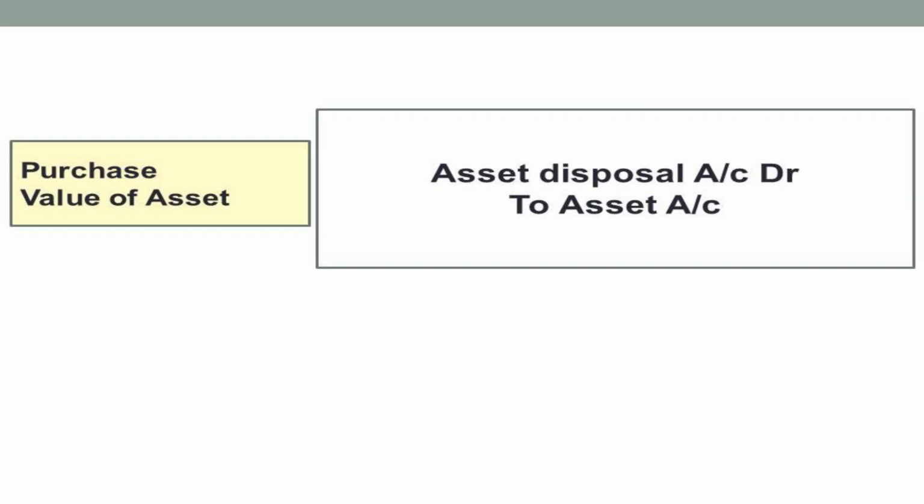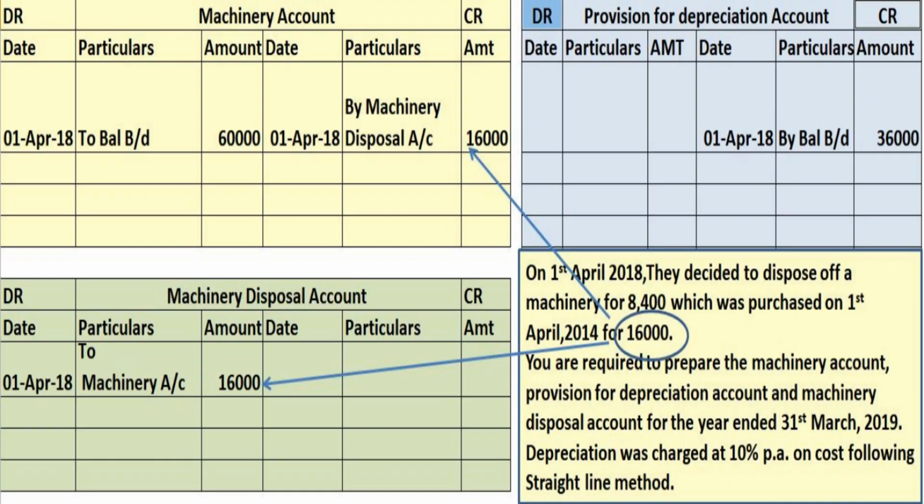In the question, we are asked to prepare the machinery disposal account too. We have an extra journal in this case, that is machinery disposal account debtor to machinery account. We are transferring the cost of the asset from machinery account to machinery disposal account. That's it. Cost of the asset is nothing but the purchase value of the asset. We will record this entry in machinery account and machinery disposal account.